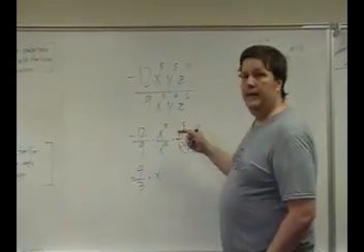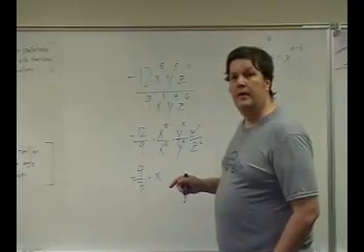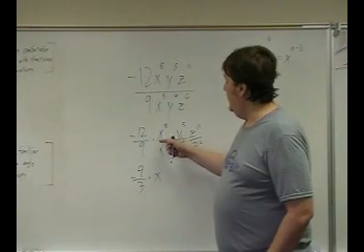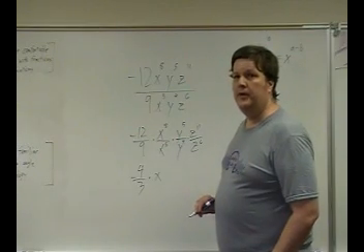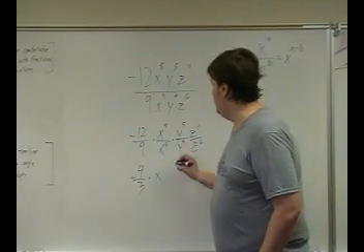I've got x to the 8th divided by x to the 5. I've got the same letter x on top and the bottom of the division line, so all I'm going to do is subtract the exponents. 8 minus 5 is 3.